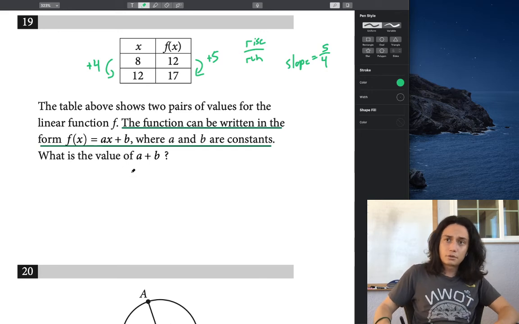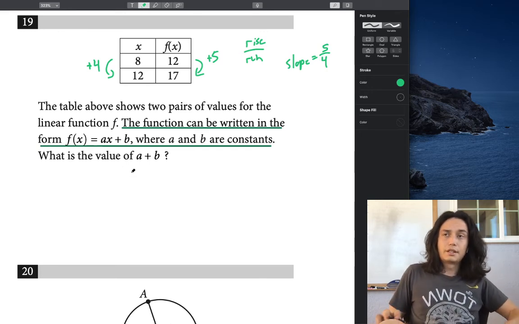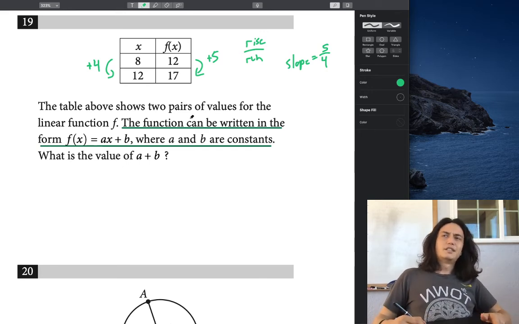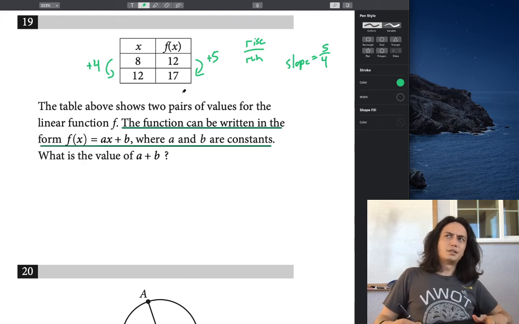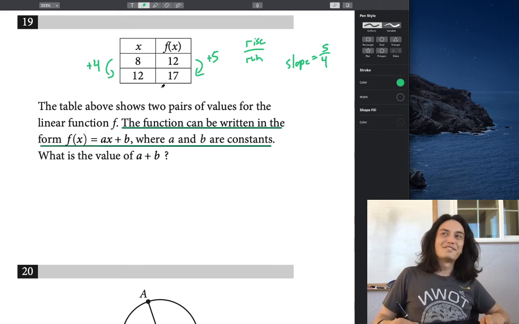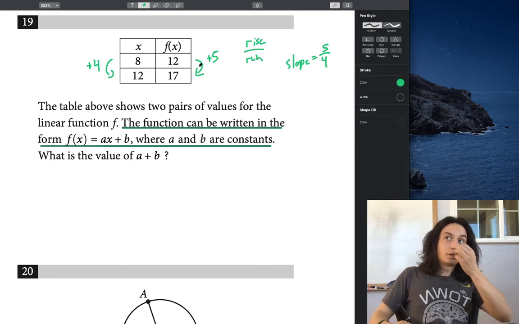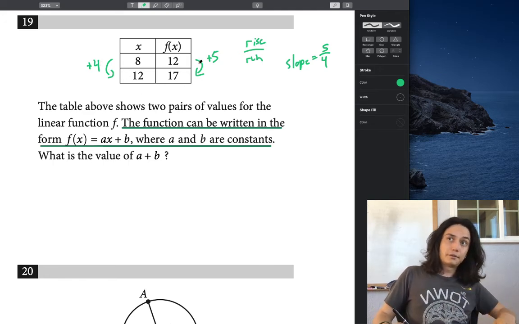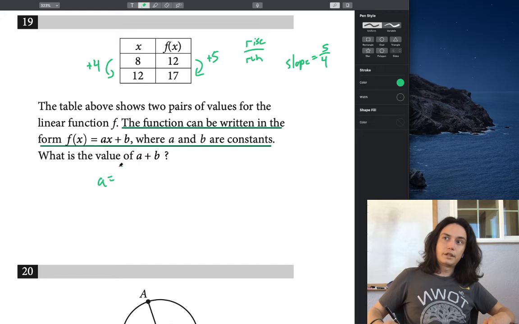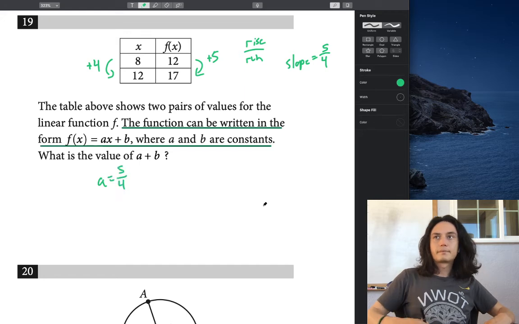And again, this is a grid-in question. We don't have multiple choice to correct our idiocy. So I'm just going to make sure that I'm not dumb. Here are the x coordinates, y coordinates. We went from 12 to 17, that's 5. We went up 5. And then from 8 to 12, we went up 4. Rise over run, we didn't screw it up and go 4 over 5. It's 5 over 4. So A, our slope, is 5 over 4.